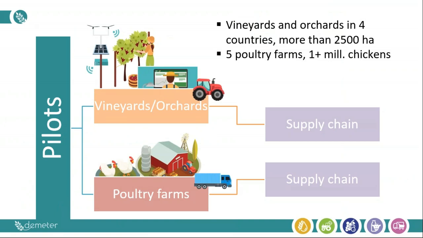On this slide, we can see the context of these pilots that we are talking about. Under DEMETER projects, we are running two types of pilots. One of these types is focused on what is actually happening on the farm, while the other one is looking more into the supply chain and its transparency. There will be multiple pilots, and they will be organized in four countries, namely Serbia, Montenegro, Slovenia, and Georgia. They will be implemented in vineyards, orchards with more than 2,500 hectares, and on poultry farms with yearly production over 1 million chickens.